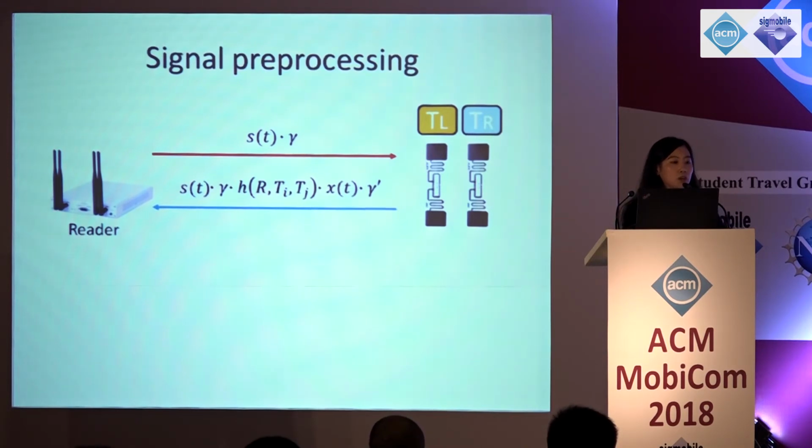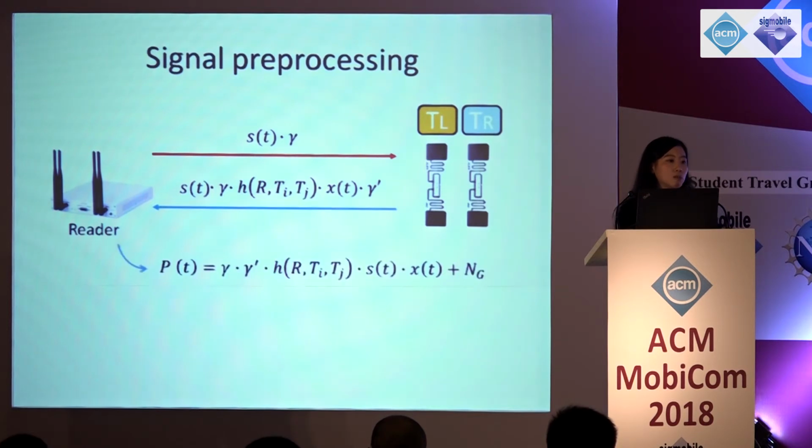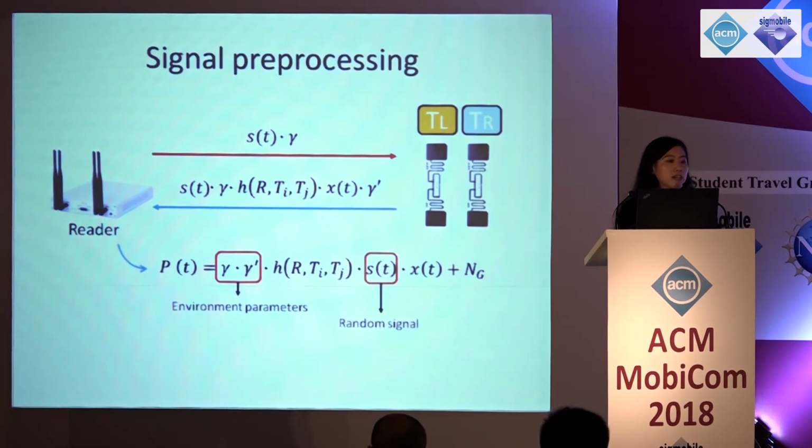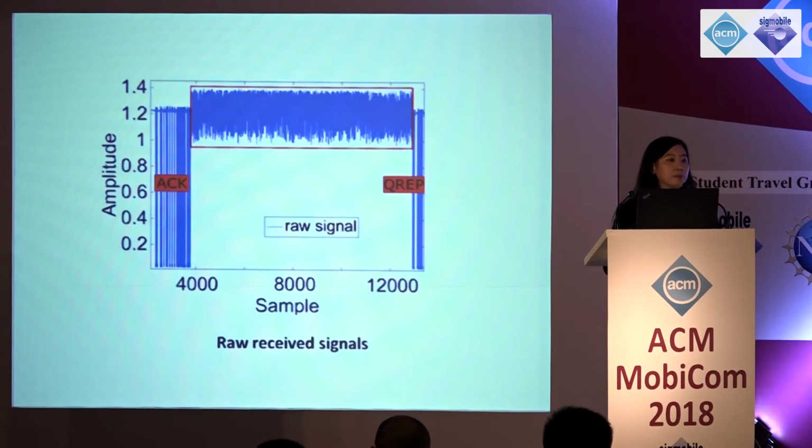downlink environment parameter can be denoted as gamma prime. So the received signal can be denoted as PT, which is polluted by the environment parameter, the random signal, and the Gaussian noise. We cancel the Gaussian noise and remove the random signal. More details can be found in our paper.